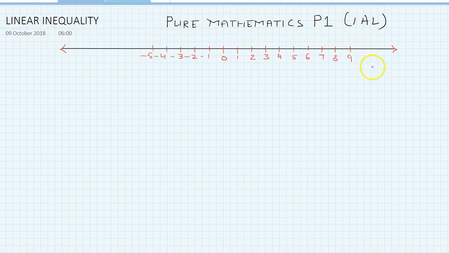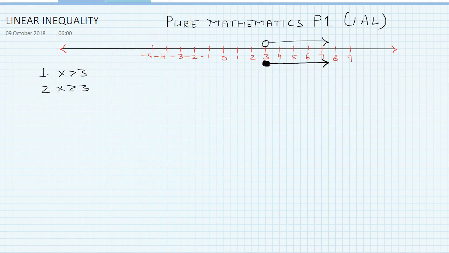For example, the first example: x is greater than 3. So in this number line, this is 3, and I'll write it like this: x is greater than 3. If it is x is greater than or equal to 3, then I will write it here. I'll shade it, and this is going to be x is greater than or equal to 3. So all these numbers which are greater than 3 and equal to 3.